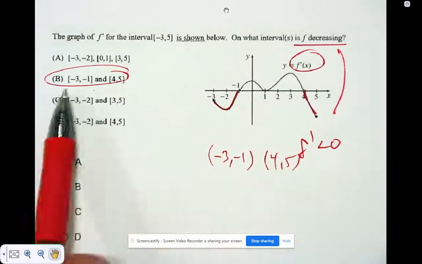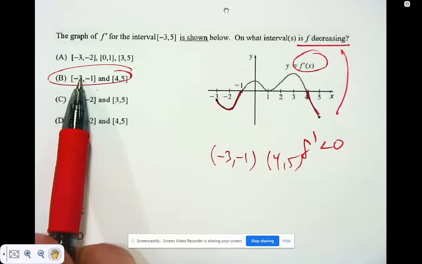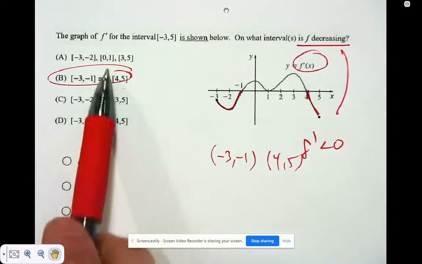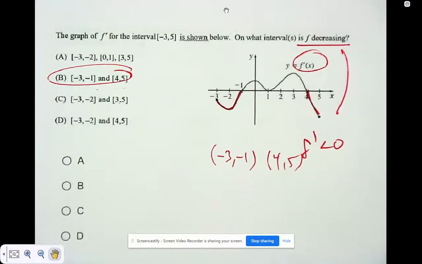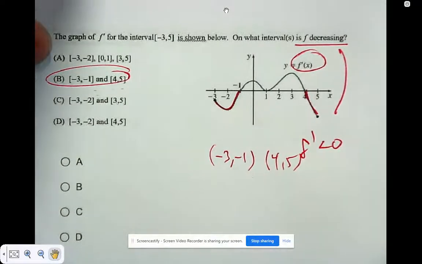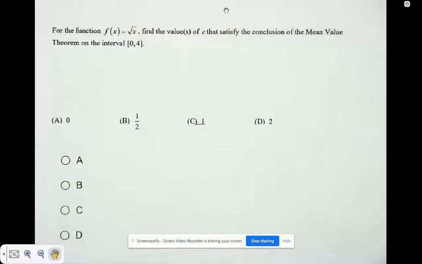Just to point out here, they do brackets here. That might have confused you, but I mean, they were all brackets, so you should have still picked it. But on the AP exam, they will leave those as open intervals. Okay. All right. Question number 8.